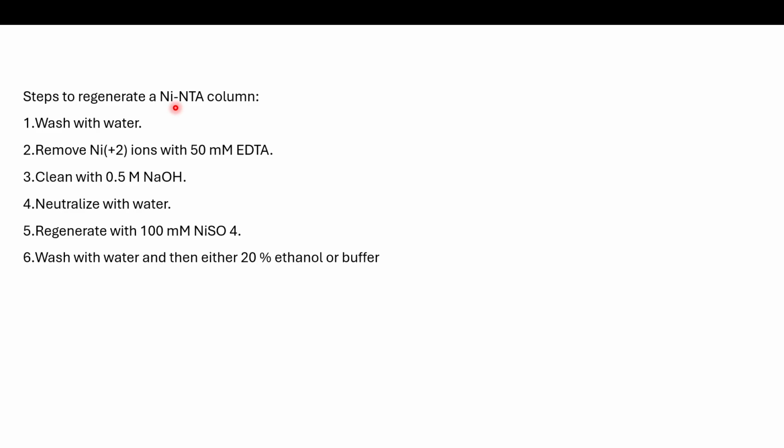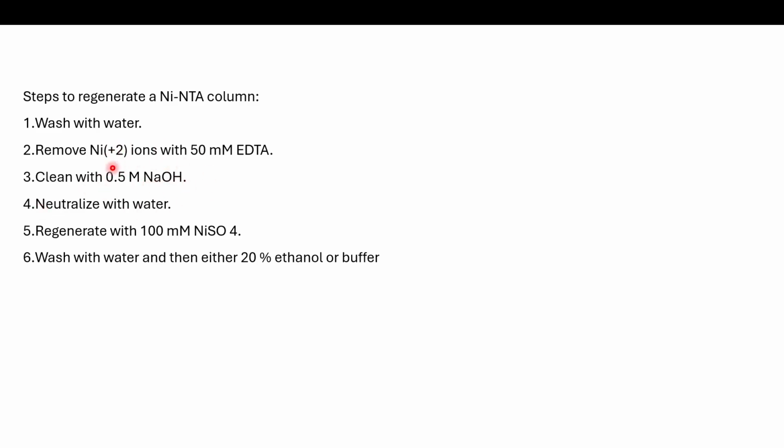It can be used for 3 to 5 times, I guess. And so, how do you regenerate the column? You first wash it with water. You remove the Ni, the nickel ions, and basically chelate it out using EDTA. Okay, and then you clean it with a high concentration of NaOH, and then again you pass water through the column so that the NaOH is washed out.